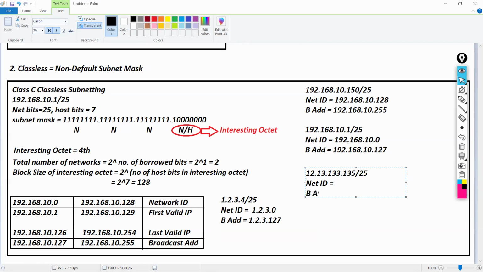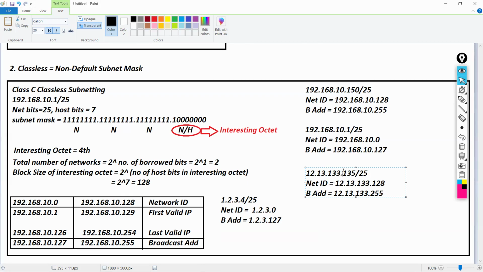And broadcast address. Network ID will be 128 and broadcast address will be 255. Just focus on the interesting octet. Interesting octet values will always give you the answer.